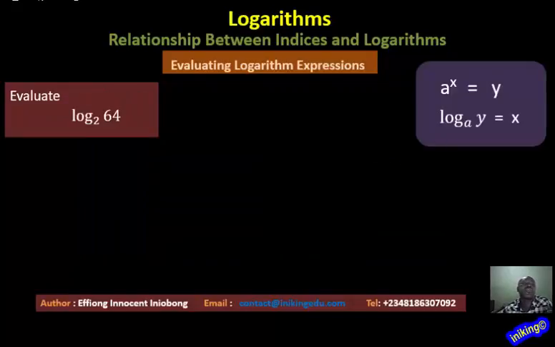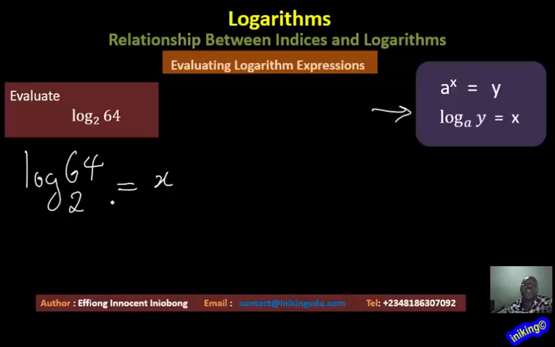As we've just said, what does this mean? If we are asked to find the logarithm of 64 to base 2, it simply implies to what power do I need to raise 2 to get 64? But I can use that relationship between logarithms and indices to get that value. I'll simply say, let the logarithm of 64 to base 2 equal x. And then I convert this and write it in indices form. I have 2 raised to the power of x equal to 64. And my objective is to find x.